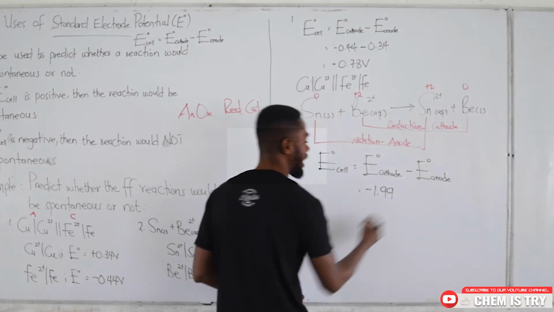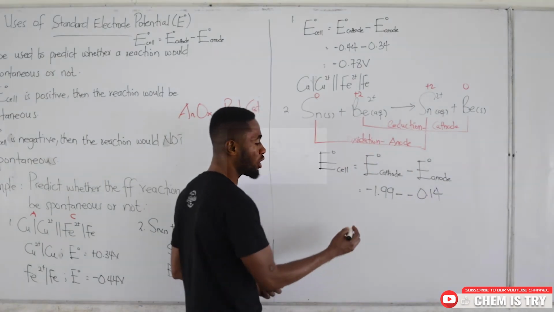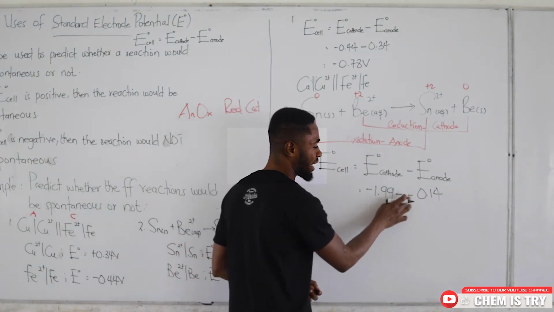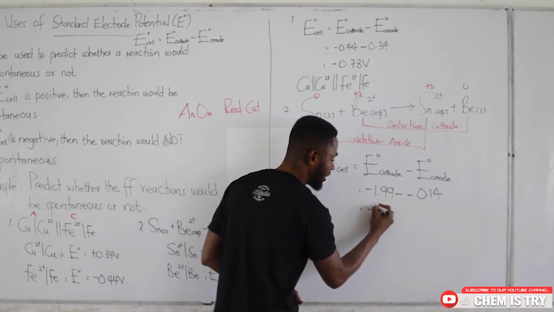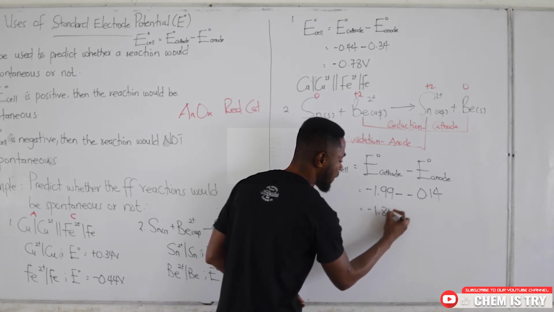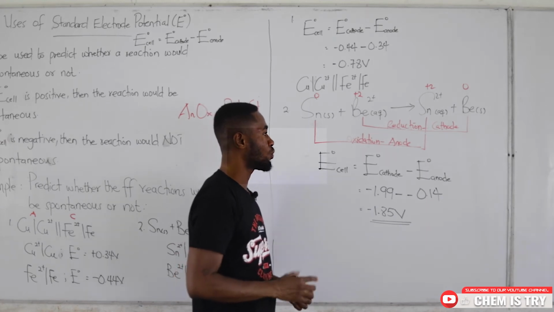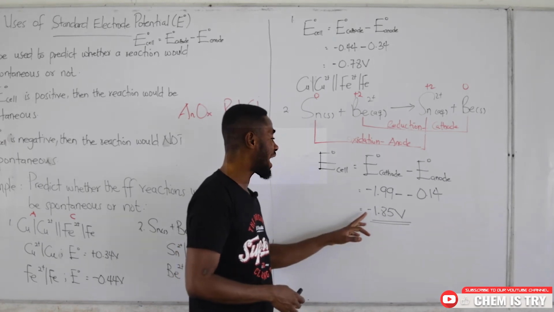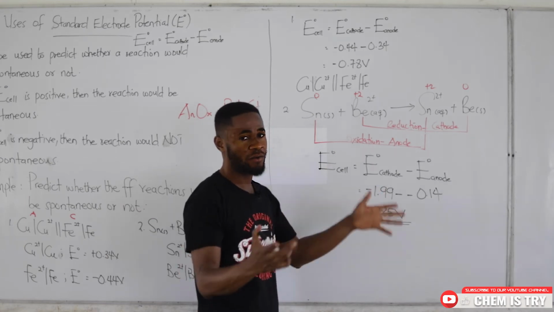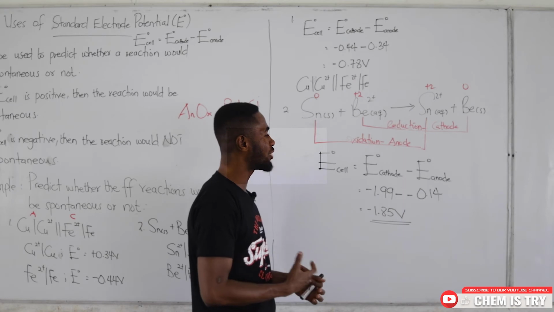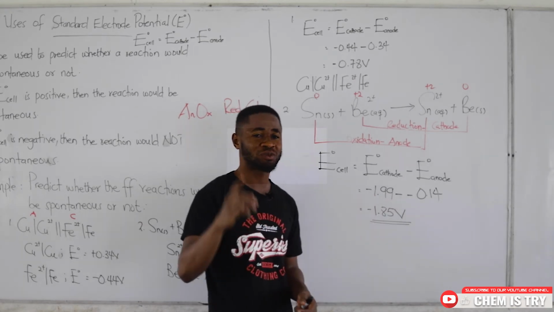So negative 1.99 minus negative 0.14. And that should give us negative 1.85 volts. Once again, we can see that our EMF of the whole cell is giving us a negative value. This goes ahead to tell us that this galvanic cell will also not be spontaneous.